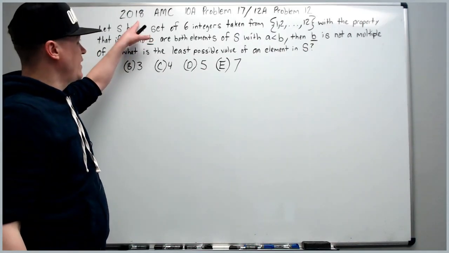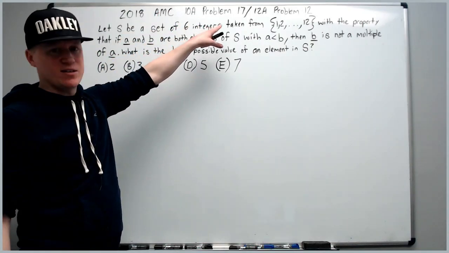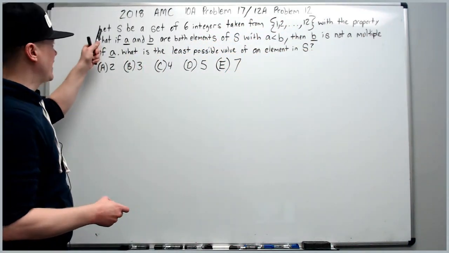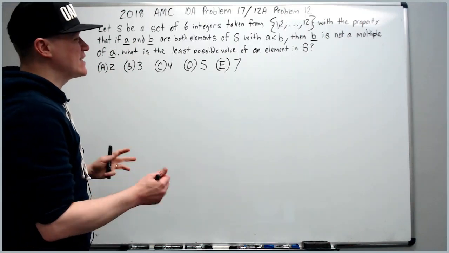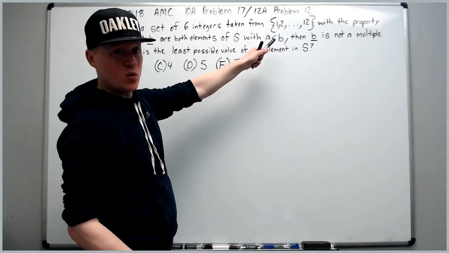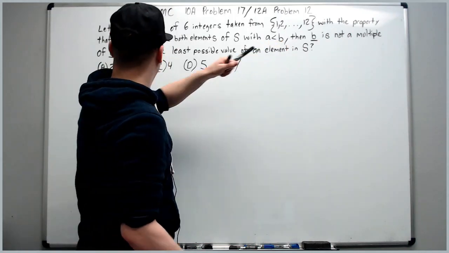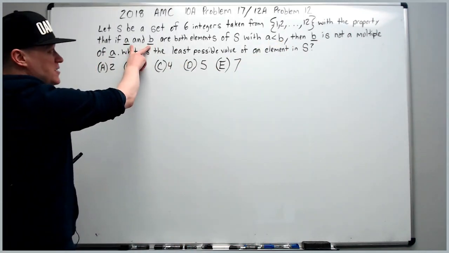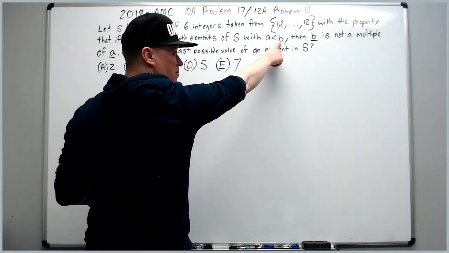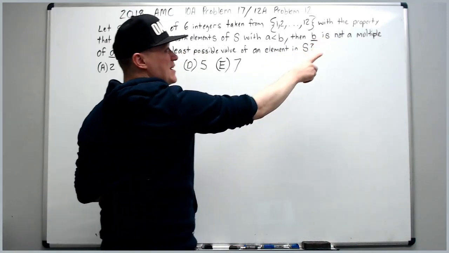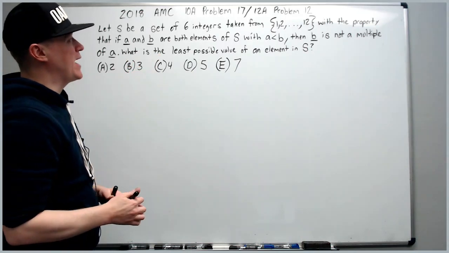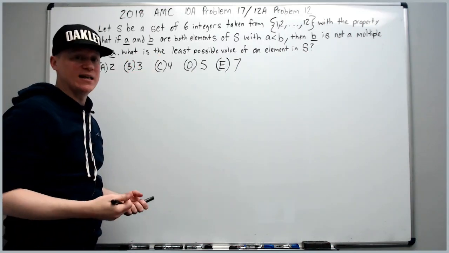Continuing on with the 2018 10A problem 17, which was also the 12A problem 12. Let S be a set of 6 integers taken from the set of integers from 1 to 12 inclusive, with the property that if A and B are both an element of S and A is less than B, then B is not a multiple of A. What is the least possible value of an element in S?